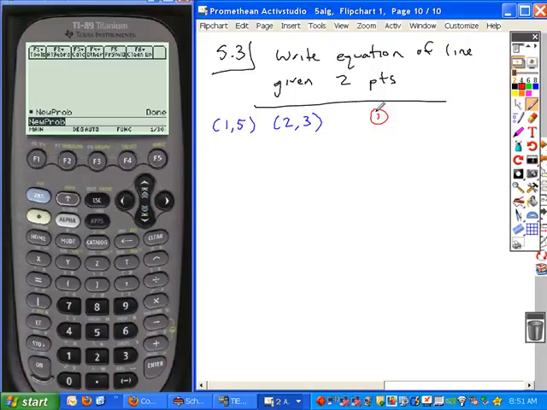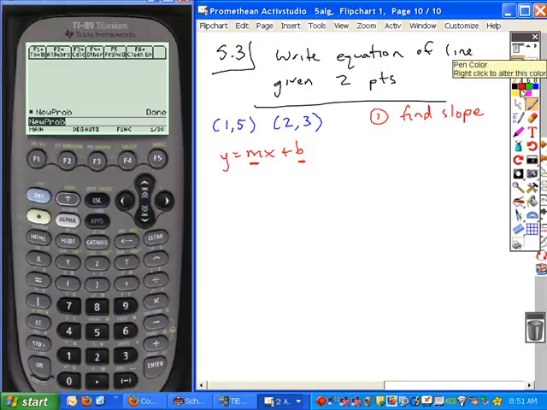Okay, in order to write the equation y equals mx plus b, we need to know our slope and we need to know our y-intercept. So can we find the slope given two points? Yeah, so step 1 is to find the slope.